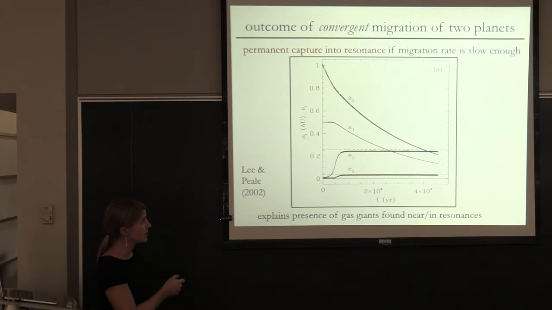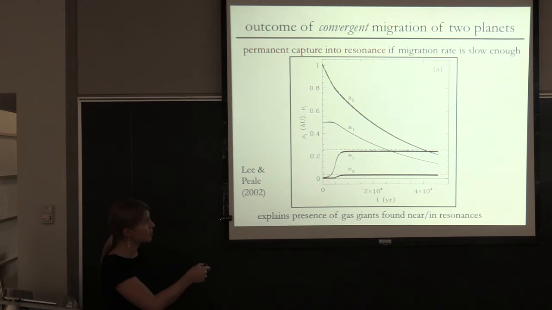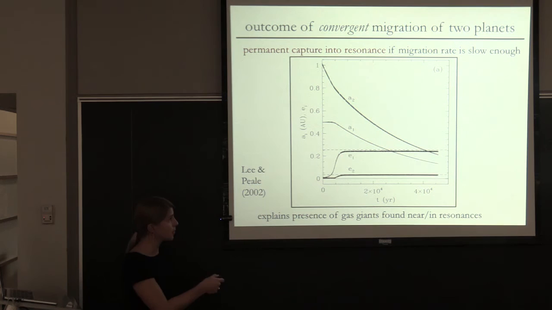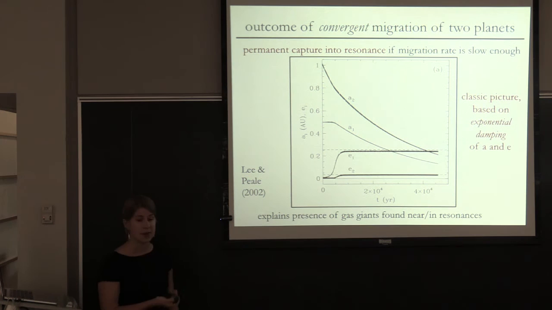And so this is what this simulation shown here from Lee and Peale in 2002 shows. The outer planet in this case is migrating inwards. At this point, it reaches the 2-to-1 resonance with the inner planet, and then they get captured into resonance, and then they migrate together. The capture into resonance excites eccentricities, but the disk is also damping eccentricities. And so there's this equilibrium value here that they settle on. And this idea that planets that are convergently migrating get captured into resonances also holds up because we do see gas giants that are found in or near resonances. And again, this is that classic picture based on this very simple prescription.